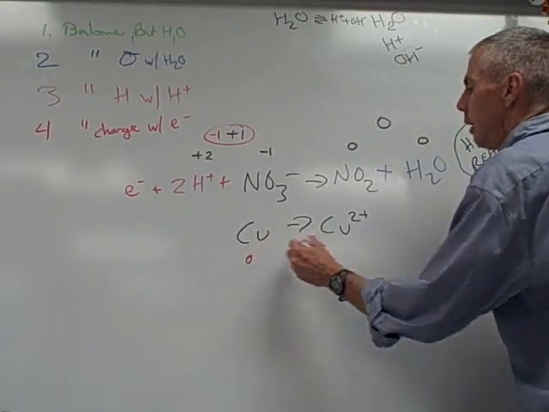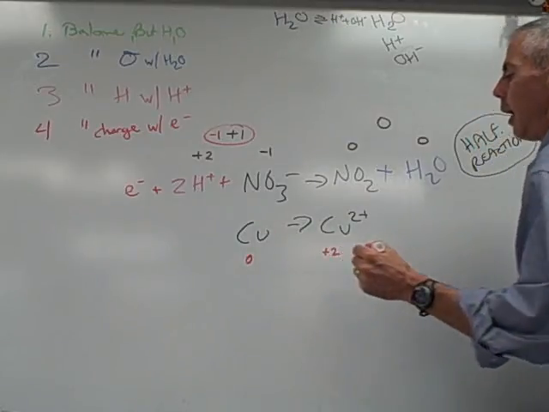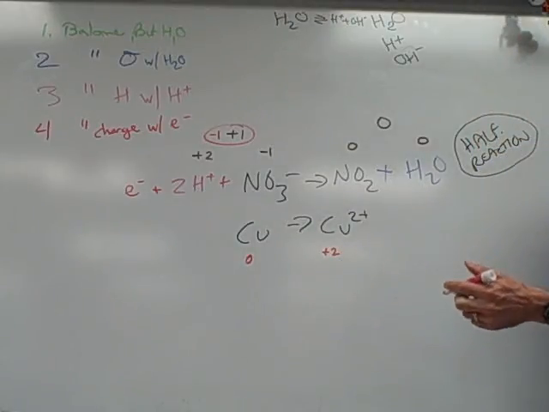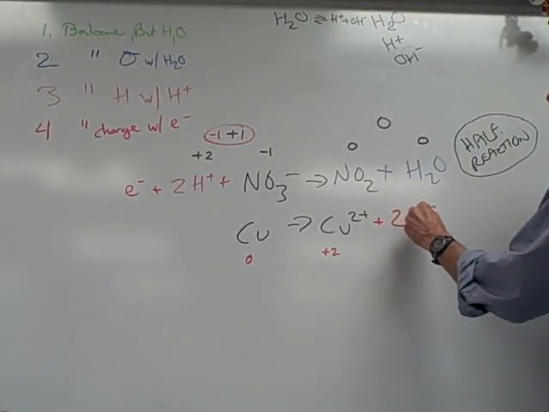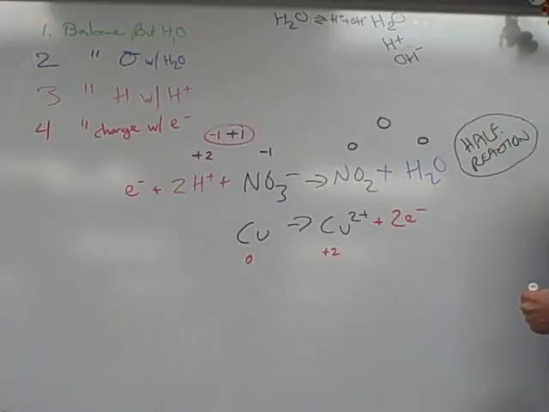0 on this side, plus 2 on this side. How many electrons do we need to add to which side? 2 to the right. Okay. Now, those are the two half reactions. So if we want to say really the whole reaction, what chemically really happened, what do we have to do?